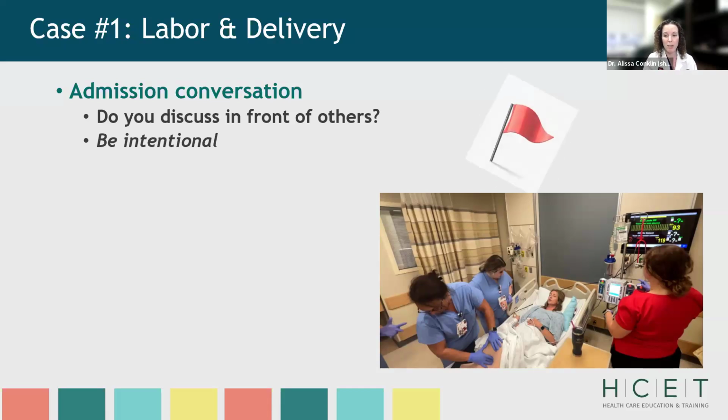What do you do when you see or hear a red flag? There are many ways to address these, and some are ineffective or may even be harmful, like asking about abuse or if the pregnancy was conceived consensually in front of others. But there are two important points when gathering a patient's history. One is to be intentional about how, when, and around whom you gather this information.